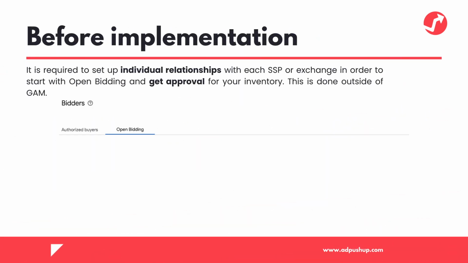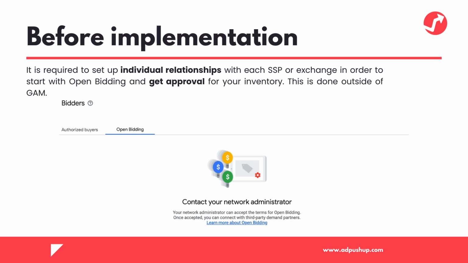Before implementing open bidding on your GAM 360, you need a set of requirements. First, set up an individual relationship with each SSP or exchange. This can be done by contacting each one of them through a contact form on their webpage or with a designated account manager. Second of all, you have to go to GAM 360 and get an approval for starting open bidding.